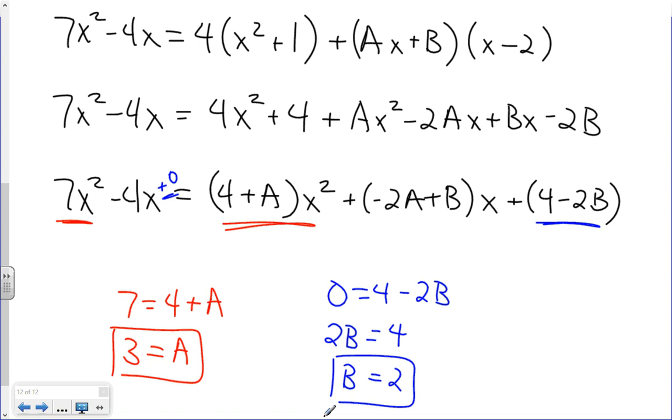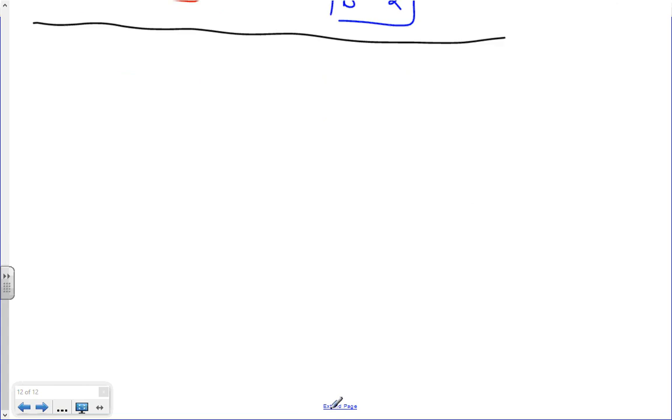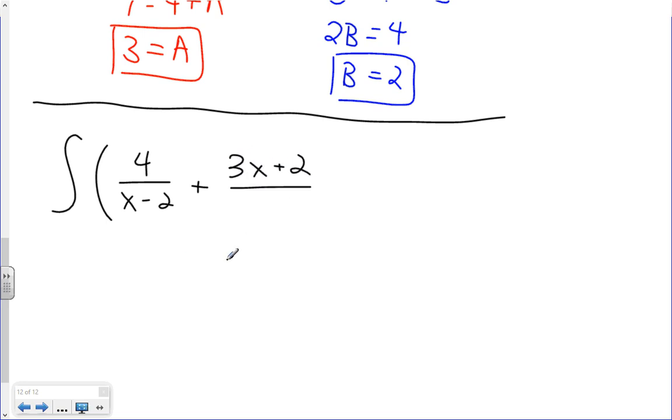And now we're all set here to go back and answer the question they asked us. We've now simplified this problem from the original integral they gave us to this one. We now can rewrite this as, we figured out it was 4 over x minus 2. We figured out that numerator with our cover-up method. And then we just figured out a and b were the 3 and the 2. So that would be 3x plus 2 over this x squared plus 1.